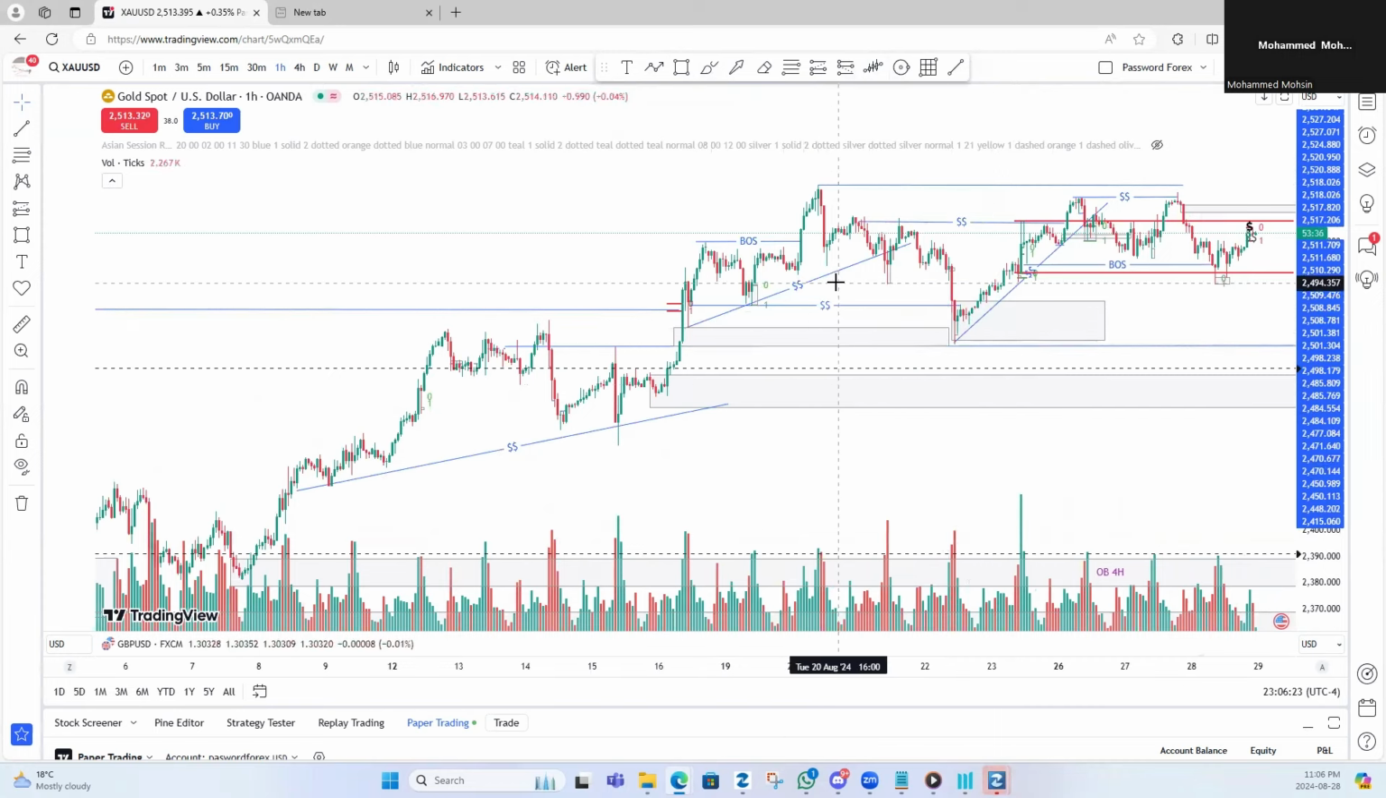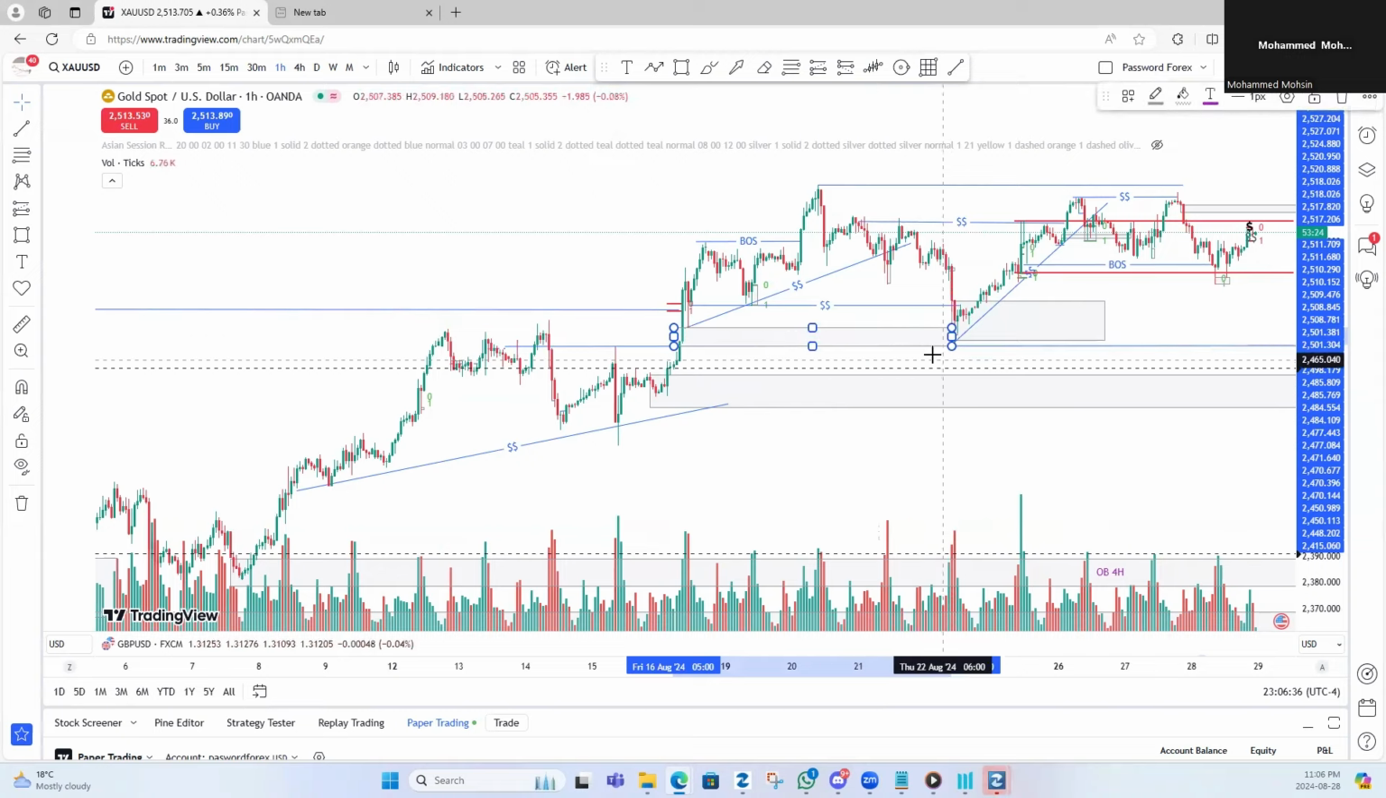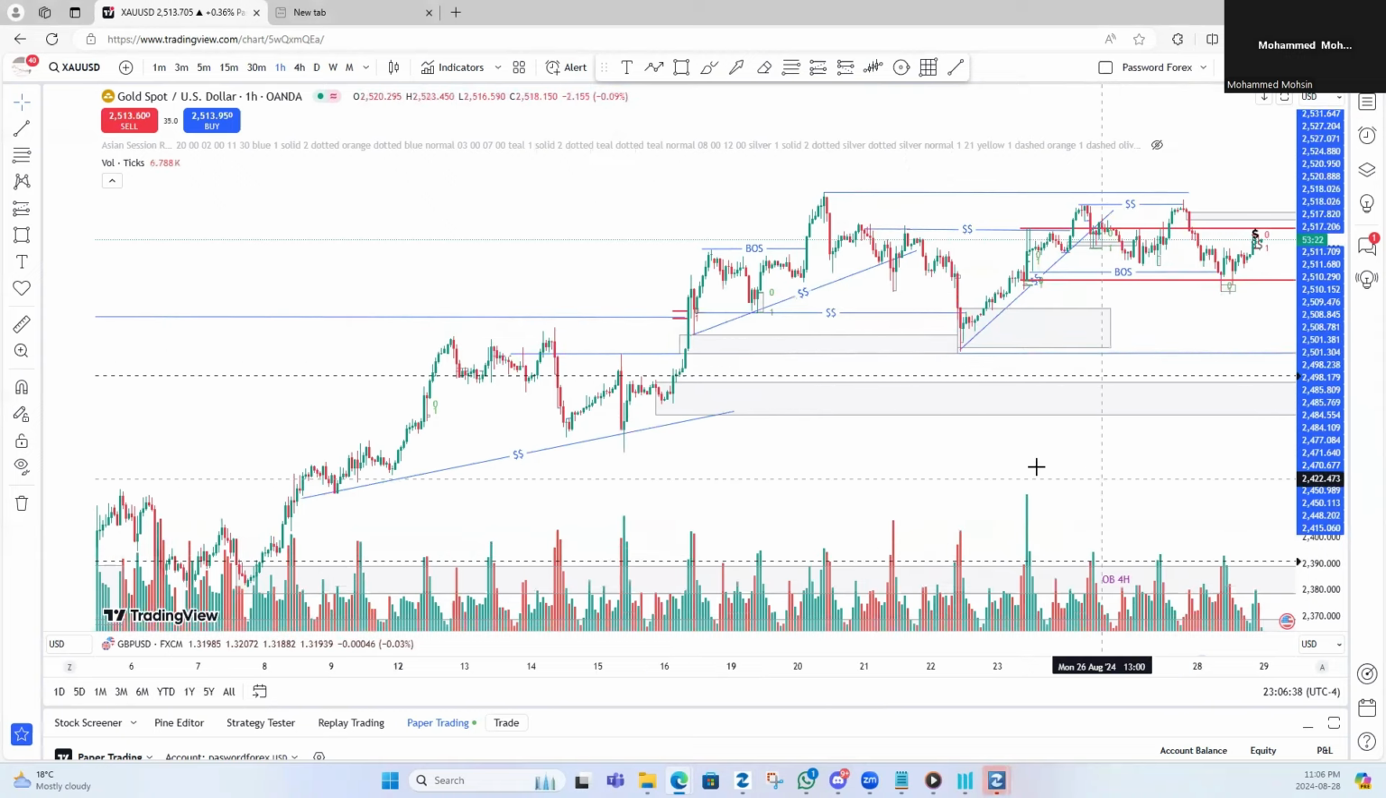There was liquidity that has been generated here. You can see trend line liquidity. So I was hoping that, obviously, gold is going to come down and kick these guys out and show me some sort of move from here. This was my area of interest or point of interest.